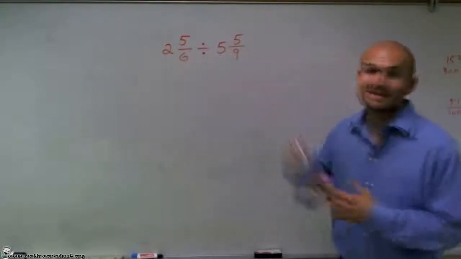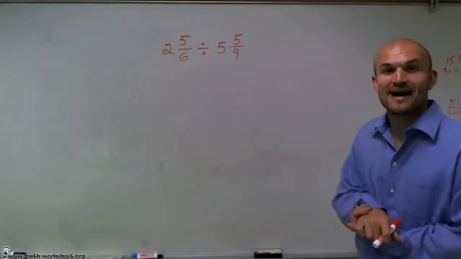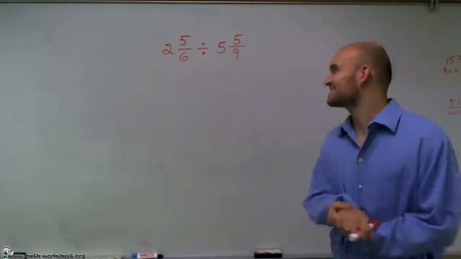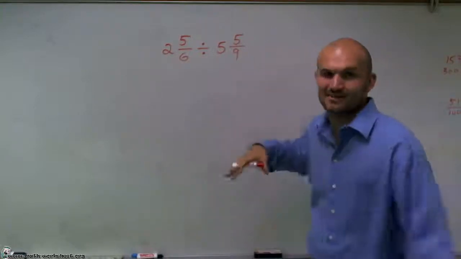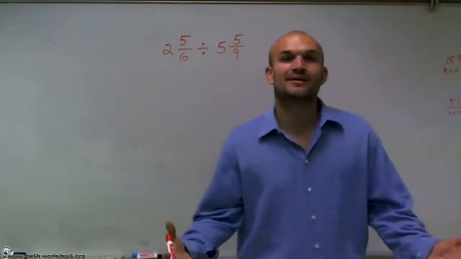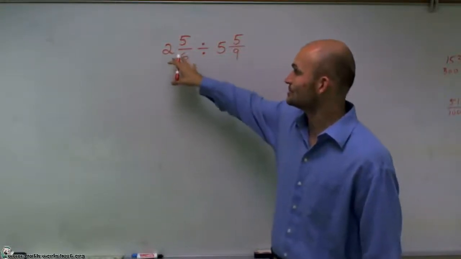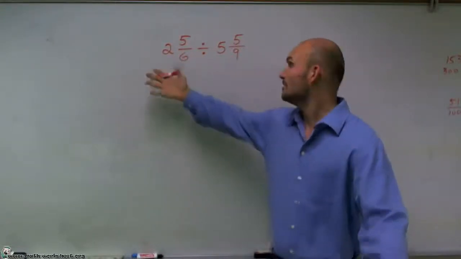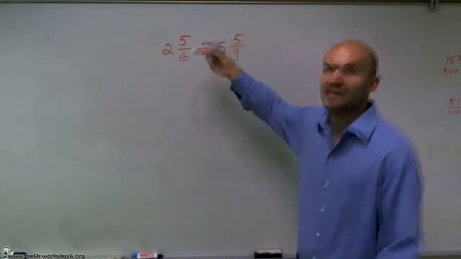Welcome. What I want to do today is show you how to solve 2 and 5/6 divided by 5 and 5/9. Man, this just doesn't sound fun, does it? Well, what we're going to do is we notice that these are mixed numbers, and mixed numbers are great for us to be able to identify numbers. Like, how much is 2 and 5/6? Well, that's 2 units plus 5/6 of another unit. And this is 5 units plus 5/9 of another unit.